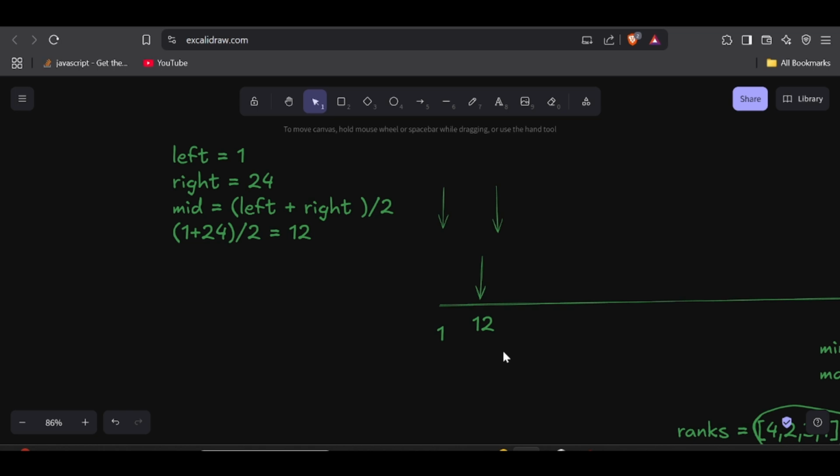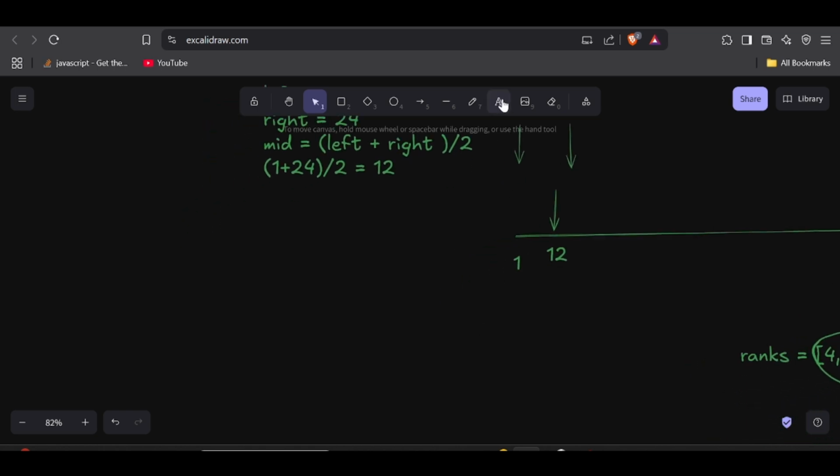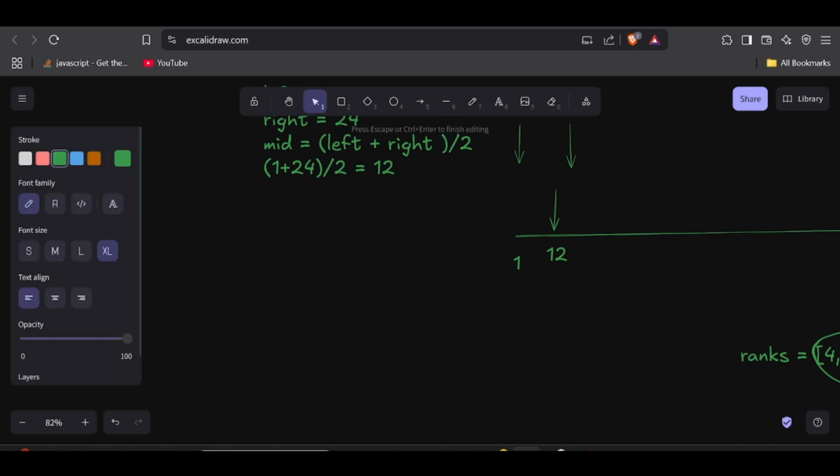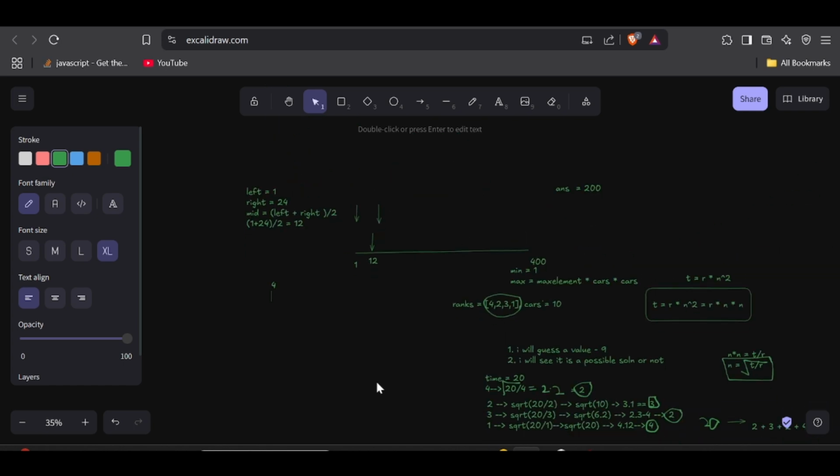So is 12 a possible solution? We have not checked yet. So we will check that. So let's see whether 12 is a possible solution or not. What were my options? Where is my array? It was 4, 2, 3, and 1. Okay.